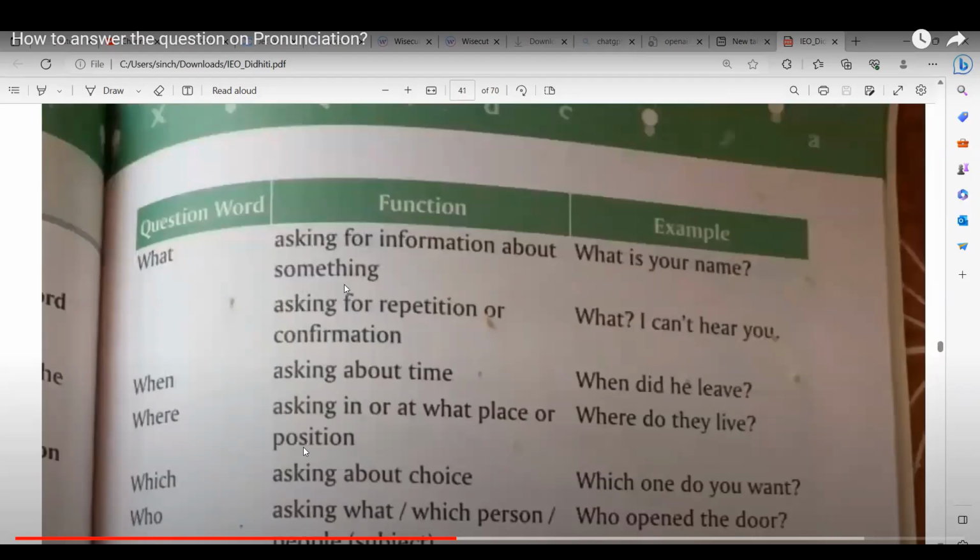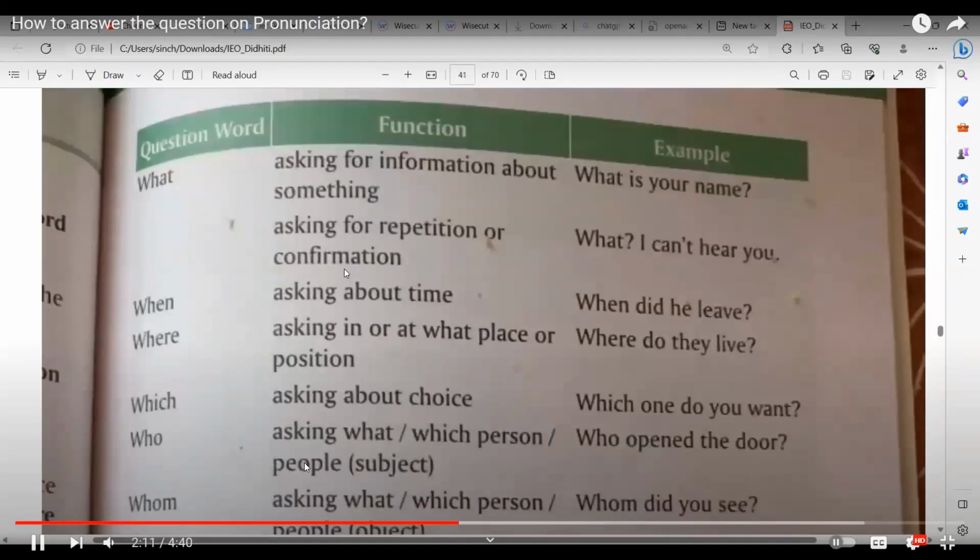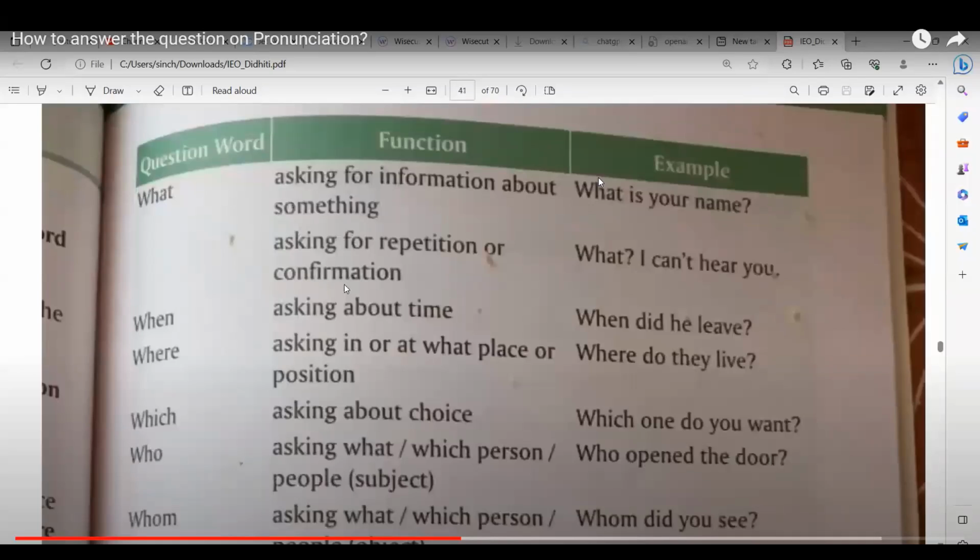Shomojit, can you read this one better? Who? Yes, ma'am. Who asked what? Which person, pupil, subject? Who opened the door? Very good. If we need to ask about the subject or about any person or about something, we ask who. Is it clear to everyone? Yes, ma'am. Great.